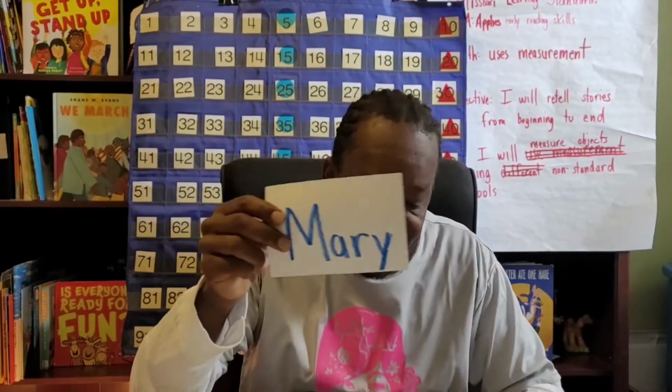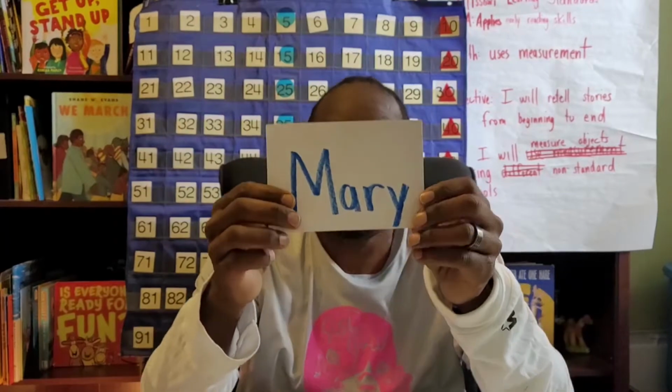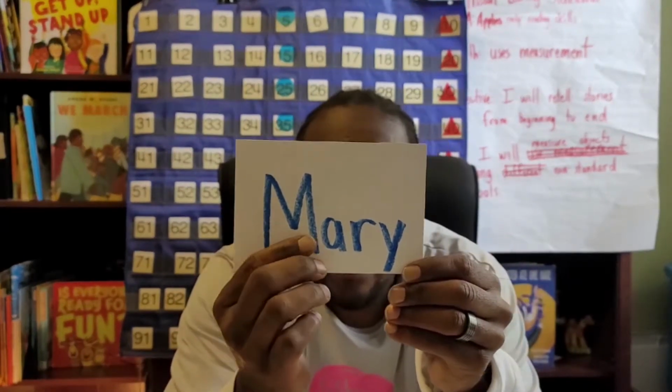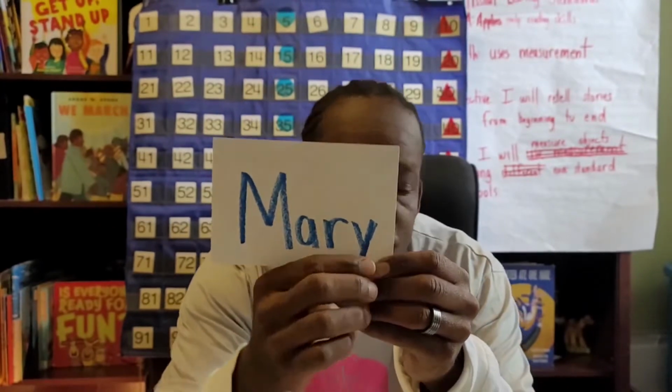All right, boys and girls, let's count the letters in our friends' names. Whose name is this? Mary. Hi, Mary. Let's count her letters. 1, 2, 3, 4. She has 4 letters.